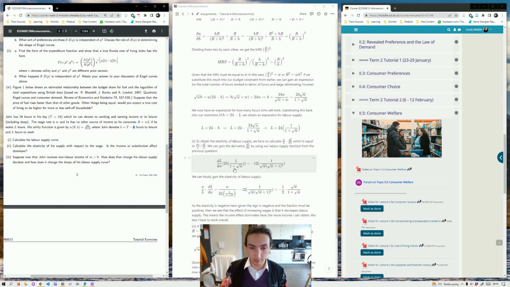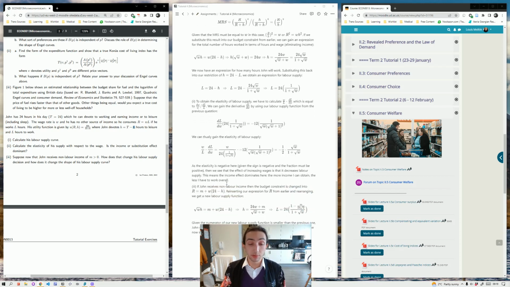We're going to do the derivative first, and that gives us minus 12 over root W times (root W plus 1) squared. Again, use a derivative calculator. But then if we calculate it, we now get this expression here, which is negative a half times root W over 1 plus root W. That is our labor supply elasticity.